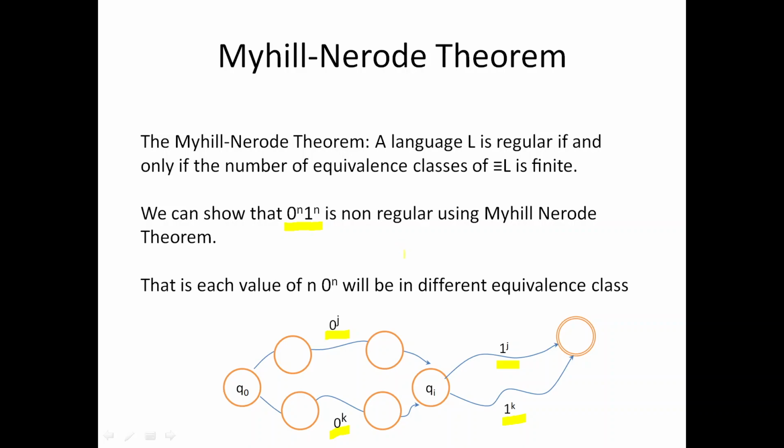So according to our assumption, this was a regular language. Since we assumed it to be a regular language, we assume that the number of equivalence classes is finite. So that is not possible with respect to the language 0 raised to n, 1 raised to n. So in this case, we can use the Myhill Nerode theorem to show that certain languages are non-regular.